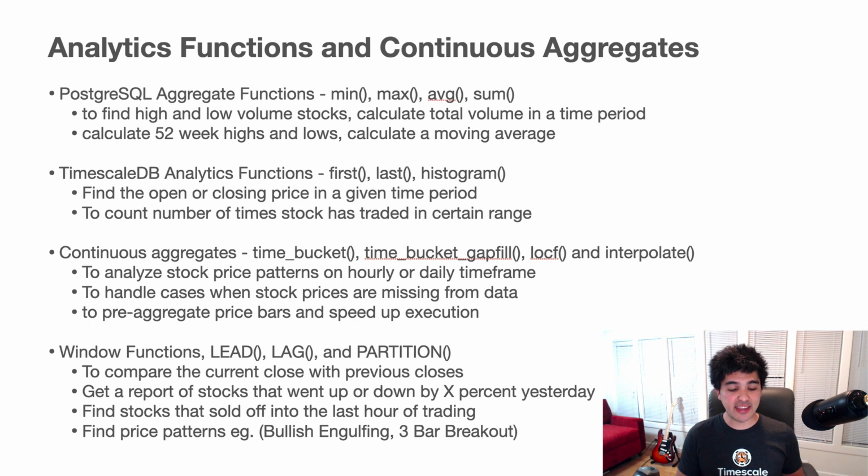Next, I'm going to look at the continuous aggregate functions, including time bucket gap fill, last observation carried forward, and interpolate. So you'll remember in the last video, we used async IO and async PG to download a bunch of 5-minute bar data from Alpaca API, and we loaded that into our Postgres database.